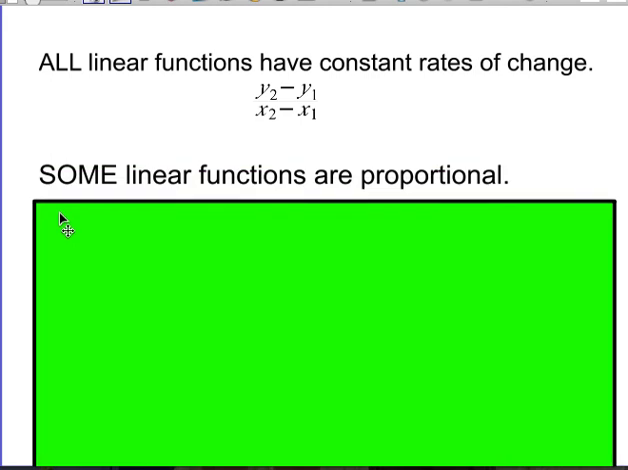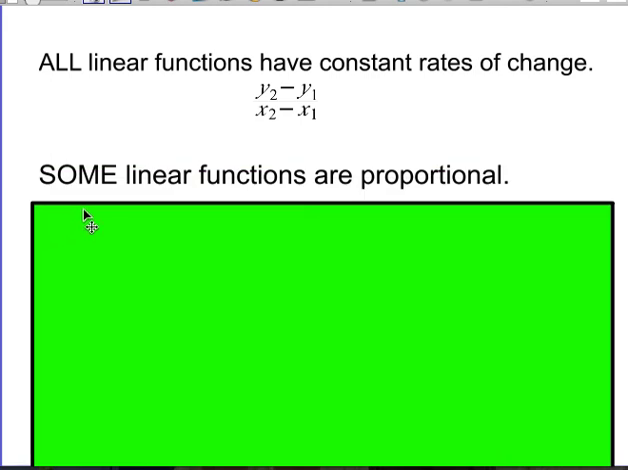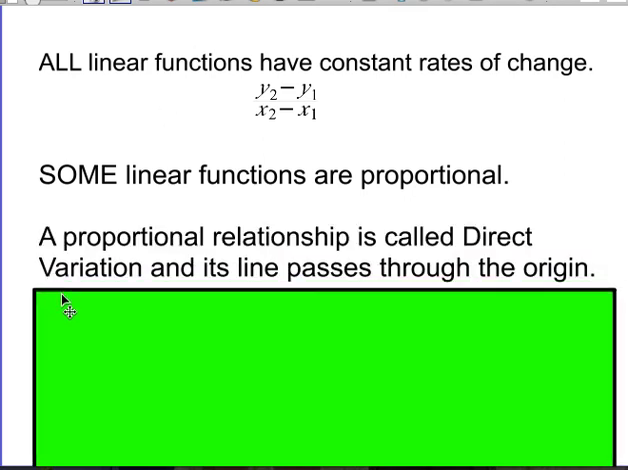Some linear functions are proportional. So if you know it's proportional, then there are some other things that we learned. If it's proportional, then it's called a direct variation, and its line will pass through the origin. So if you're looking at a graph and you can see the line goes through the origin, then you know it's a direct variation. That tells you some things about the relationship. It tells you that it's proportional, and it tells you how you can find the rate of change.